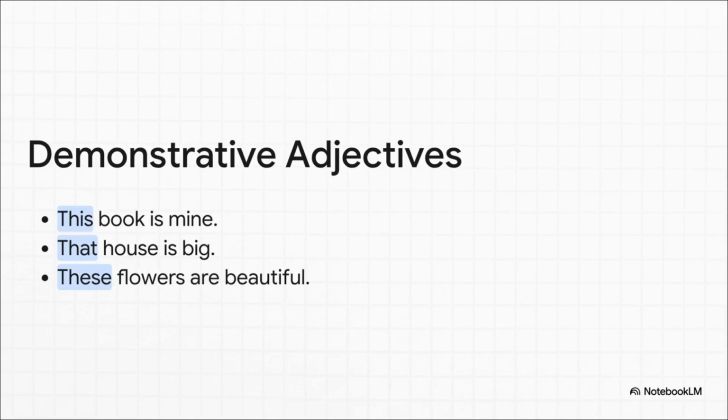Then we've got demonstrative adjectives. Now these guys are super useful because they point out specific things. We're talking about this, that, these, and those. They tell us exactly which one we're talking about. This book right here, not that one over there.